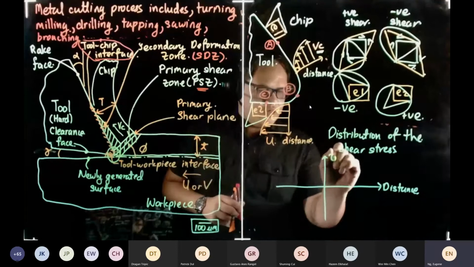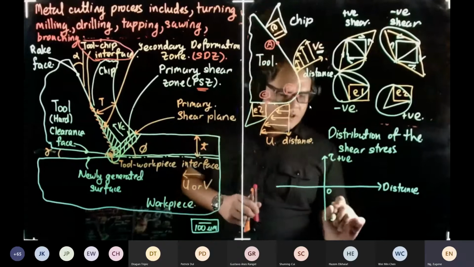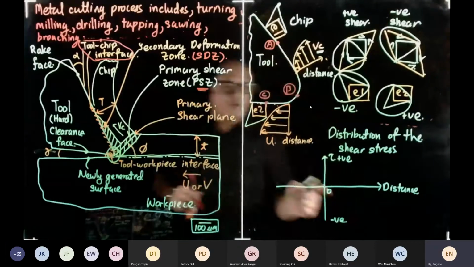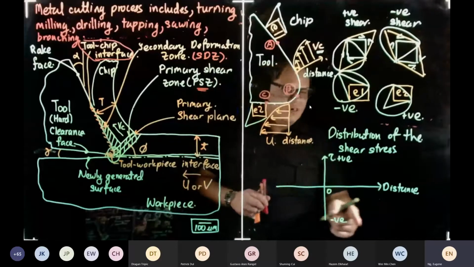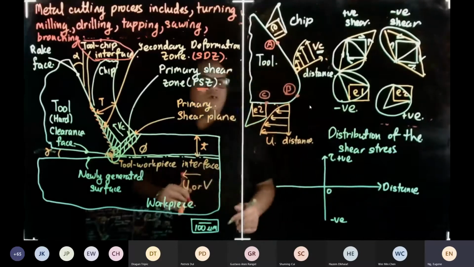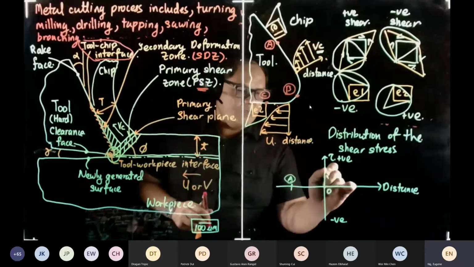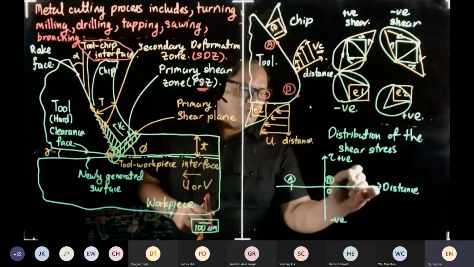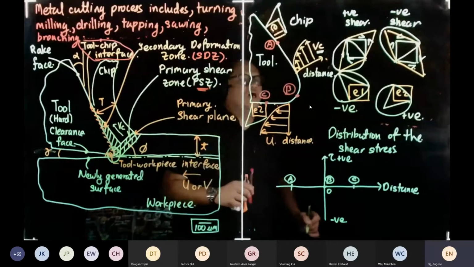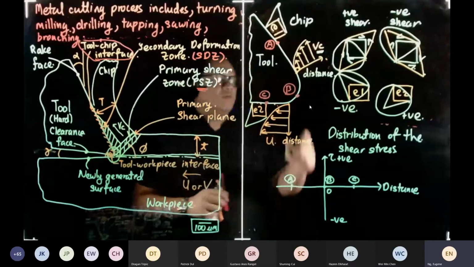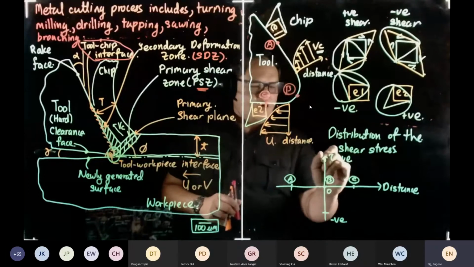The Y-axis is my shear. On top is positive, below is negative. This is not Mohr's circle. We apply Mohr's circle only up to here. This is distance, and positive, negative shear has nothing to do with normal stress. So this is my point A. At the center over here is our point B, and this is our point C. At point A we have negative shear. At point B or point C onwards, we have positive shear.